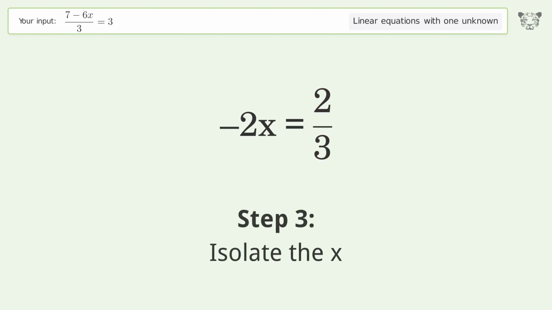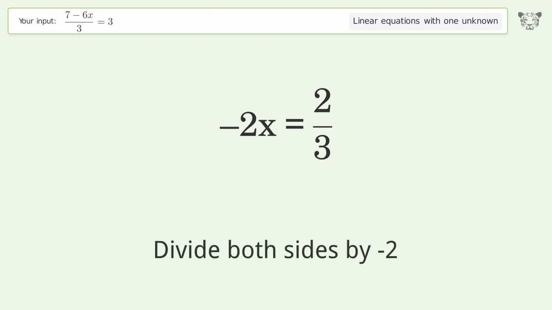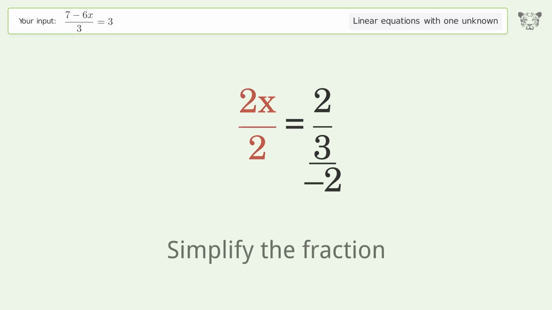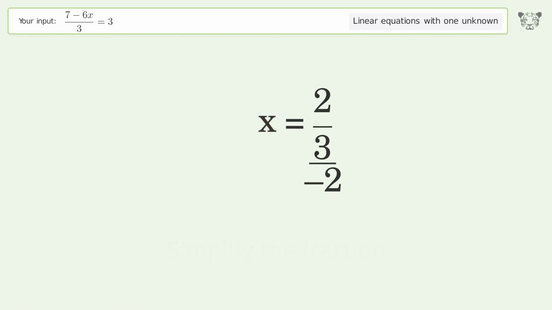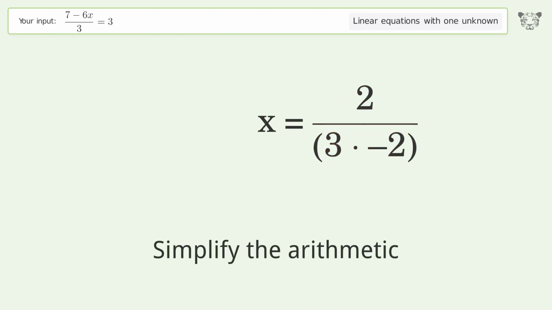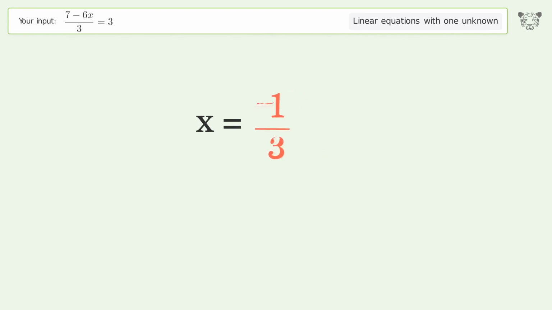Isolate the x. Divide both sides by -2. Cancel out the negatives. Simplify the fraction. Simplify the arithmetic. And so the final result is x equals -1/3.